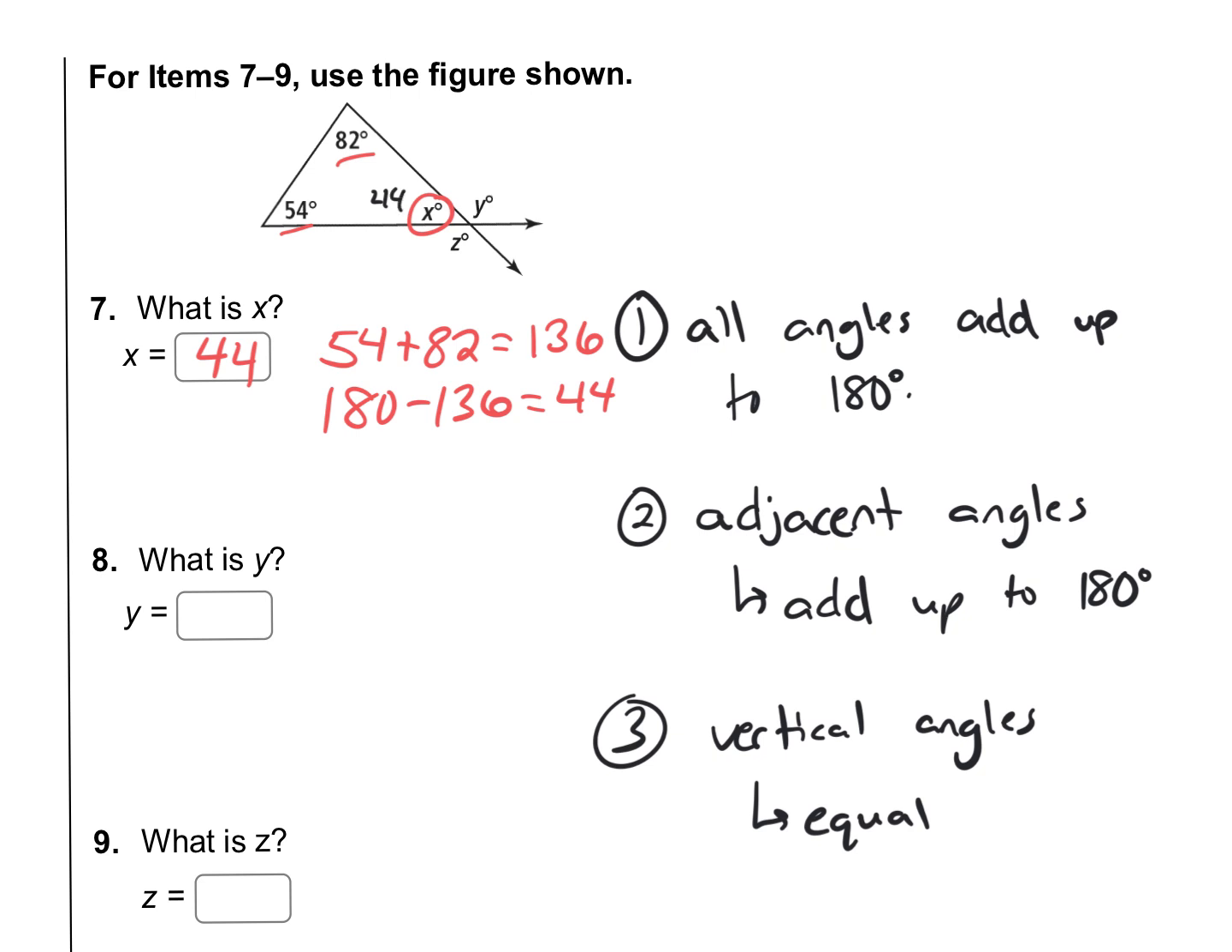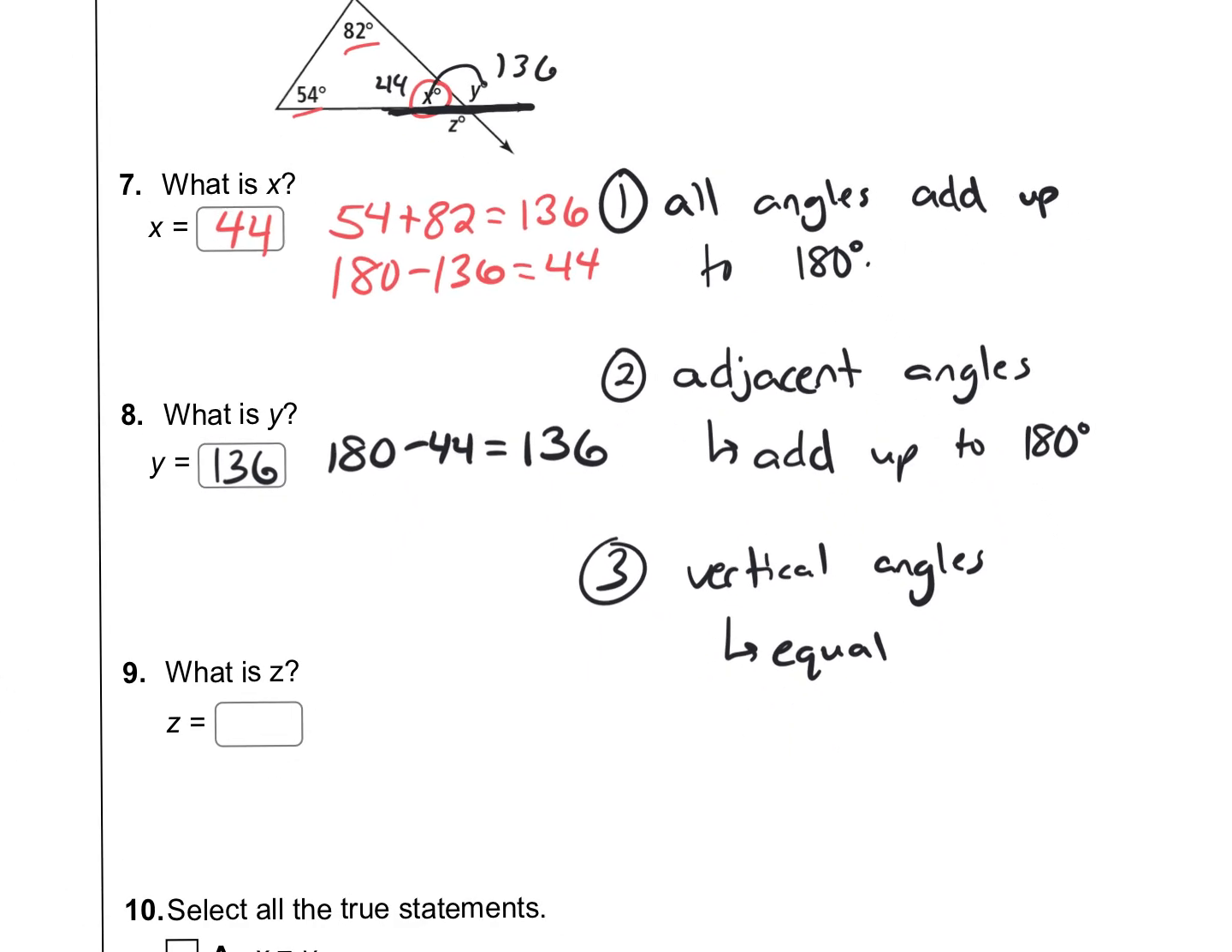How can I find Y? 180 minus 44. Yep, how did you figure that out? They're adjacent to each other. We know those add up to 180, so we can do 180 minus 44 to give us 136. Good. And then how can I find Z?